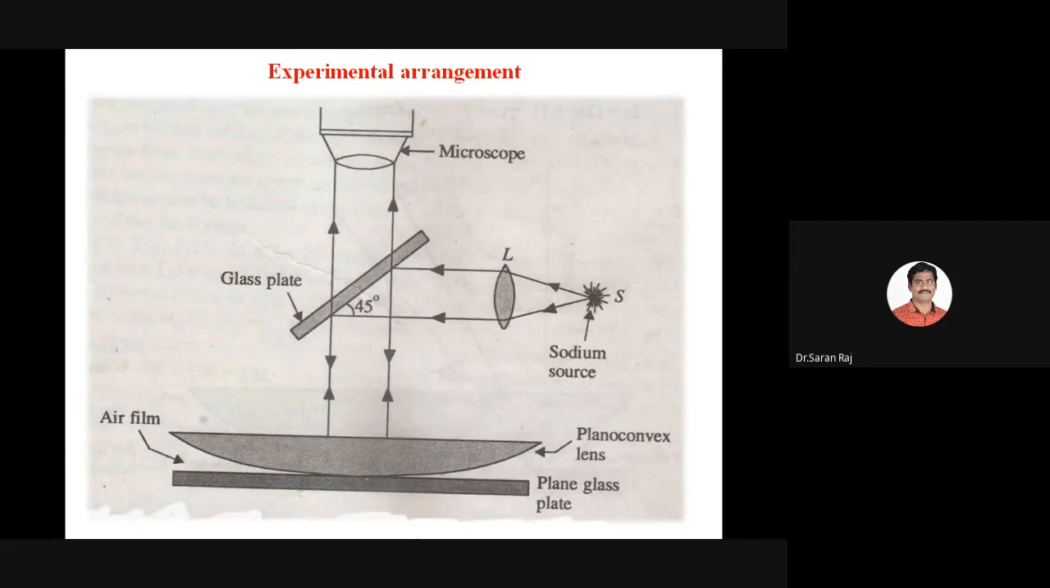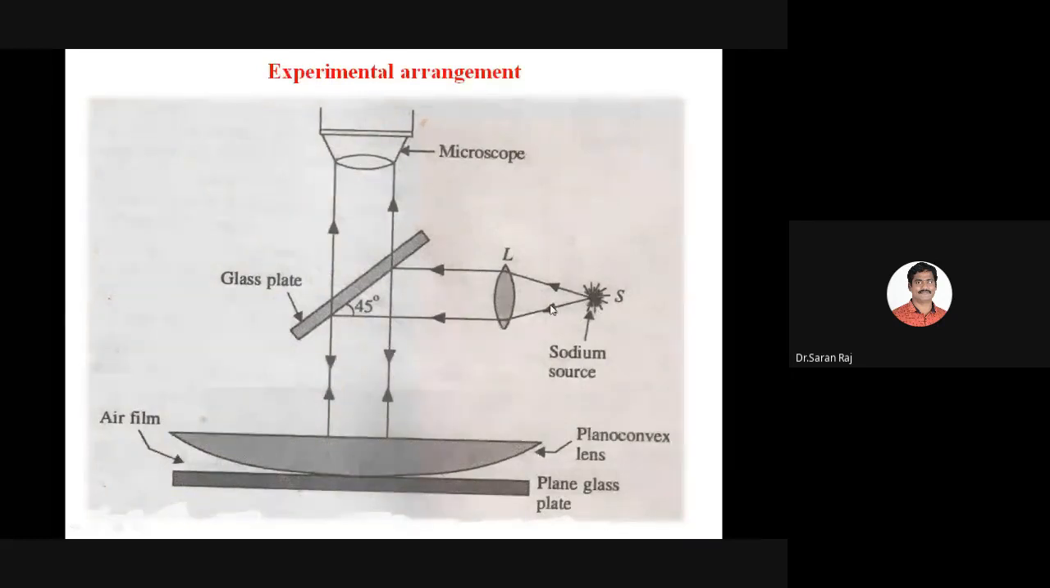First, take the plano convex lens of large radius of curvature. It is placed with its convex surface on a plane glass plate, so that the lens makes contact with the plate. This contact point we call O, the center point of the plano convex lens, where the curved surface touches the plane glass plate. Then the monochromatic light is made to fall on a glass plate.